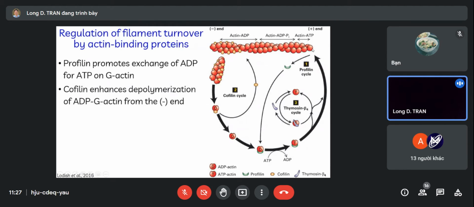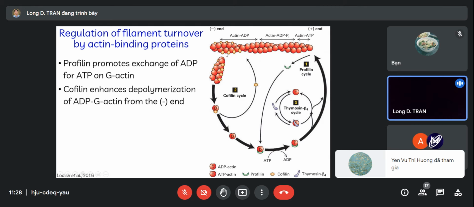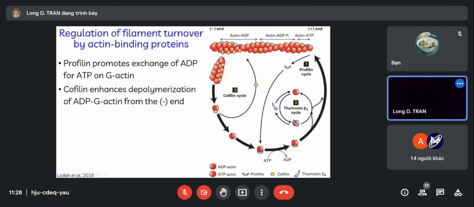And the other protein is cofilin. Cofilin's function is to sever the F-actin or actin filament into shorter fragments and then dissociate the G-actin from the F-actin, and this keeps providing a new pool of G-actin for growing at the plus end.